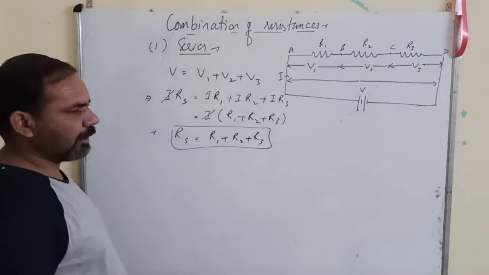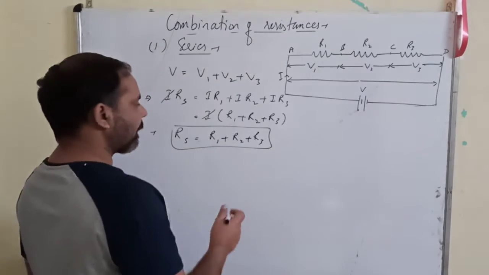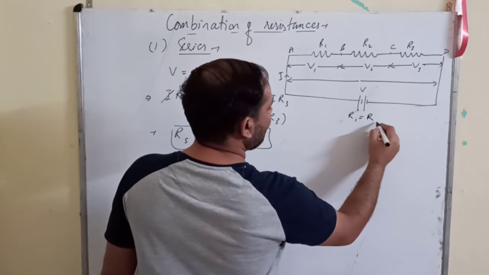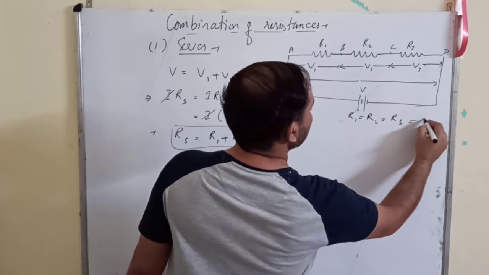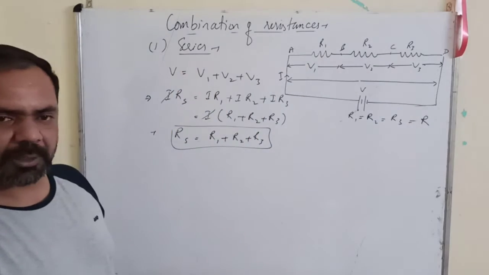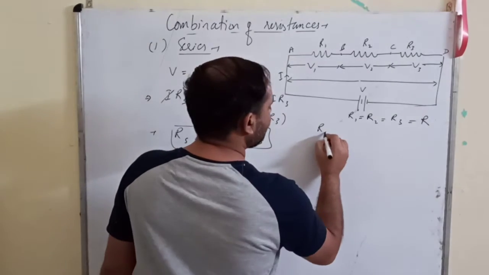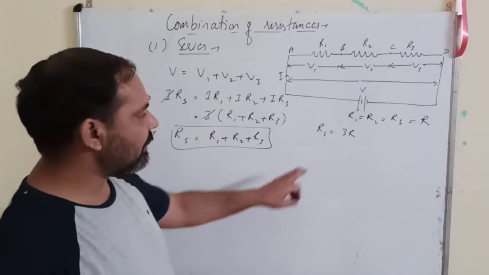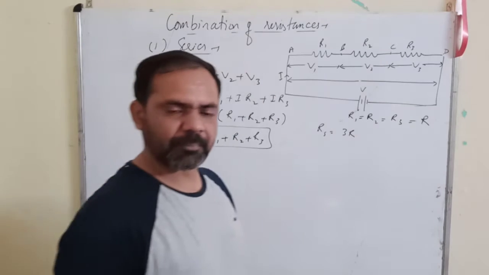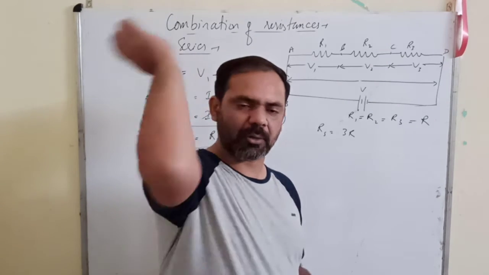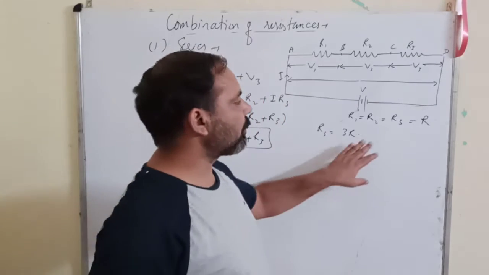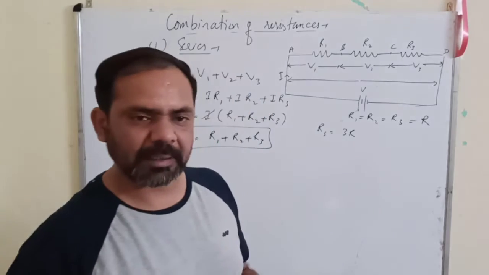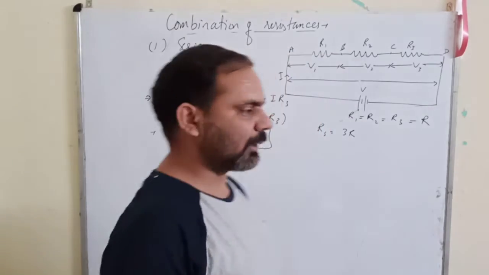Now here a special property is there. Suppose your R1, R2, R3 all are equal to R. Then RS will be equal to 3R, means 3 times the individual resistance. So it means the resistance of the series combination is always more than the individual resistances. Or in other words, series combination always increases the resistance of the circuit.